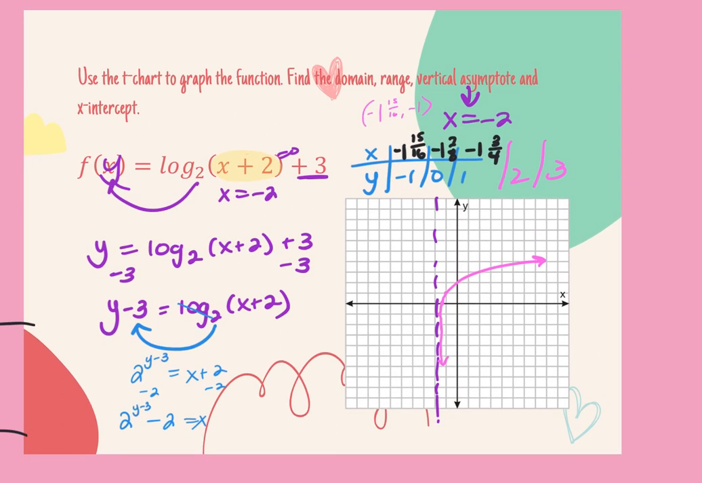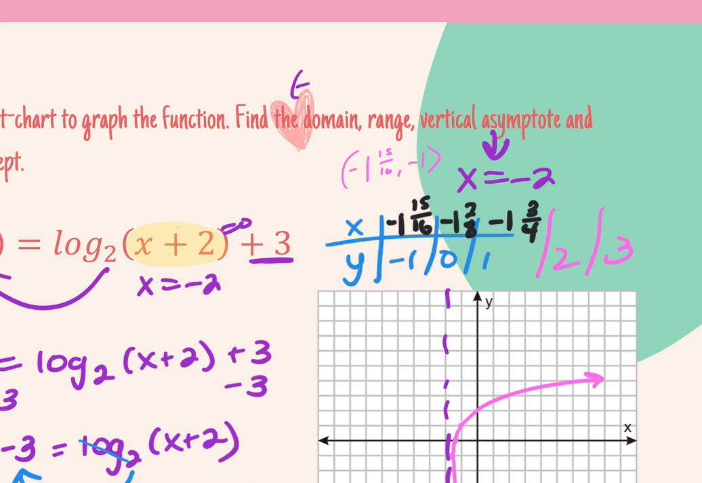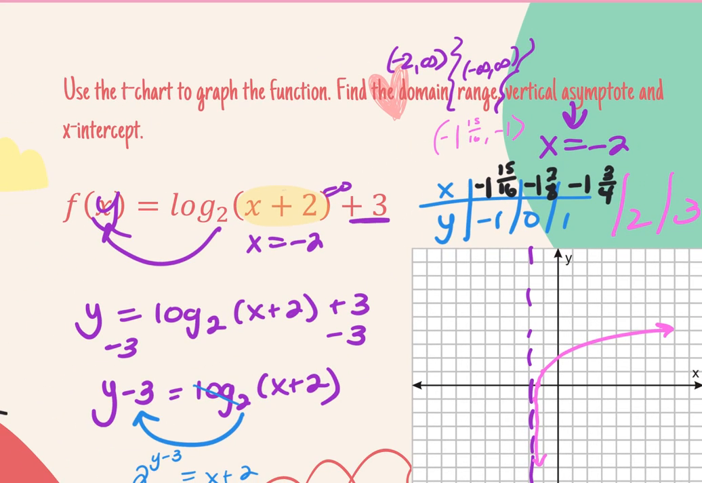Your domain is restricted for logs, and it's based on that vertical asymptote. So if my asymptote is at -2, that's where my domain starts. It goes from -2 to positive infinity. The range is all real numbers for logs, just like it would have been the domain for your exponential functions. And then we already found the vertical asymptote is x equals -2, and your x-intercept comes from plugging 0 in for y, so -1 and 7/8 and 0.